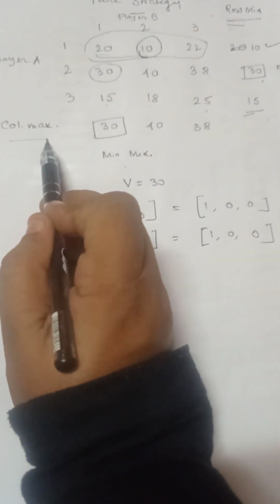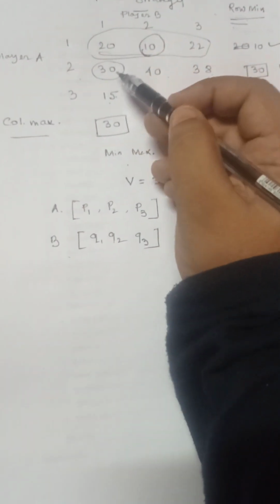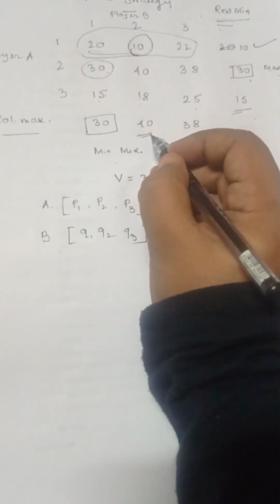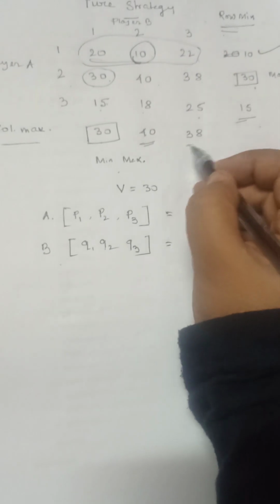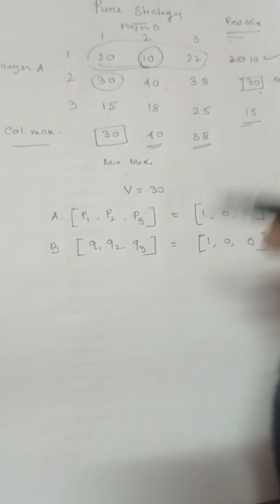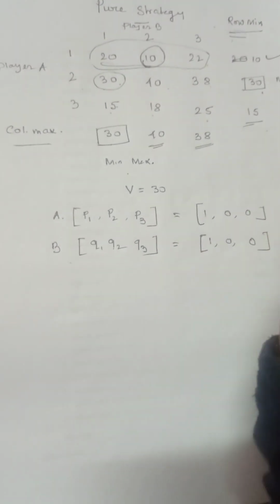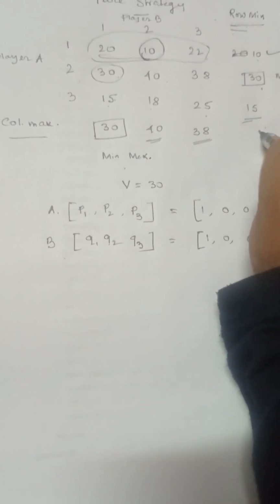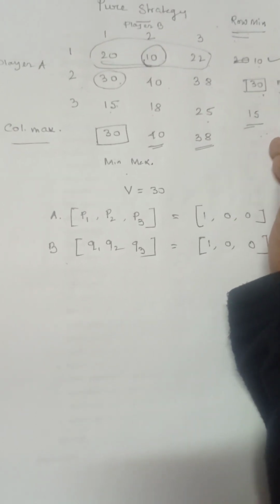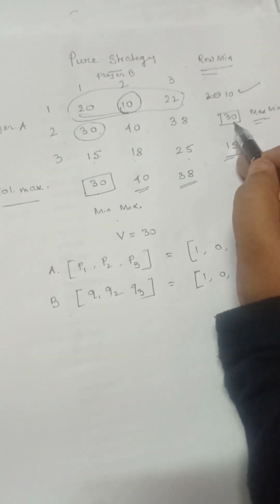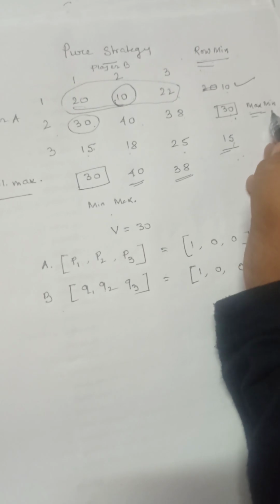In case of column max, that means in the first column, what is the maximum value? 30. Column 2, what is the maximum value? 40. Column 3, what is the maximum value? 38. That is the column max. Now I will try to find the maximin. These are all the minimum values row wise. I find the maximum amount among the minimum values. Which is the maximum among the minimum values? That is 30. It is called maximin.